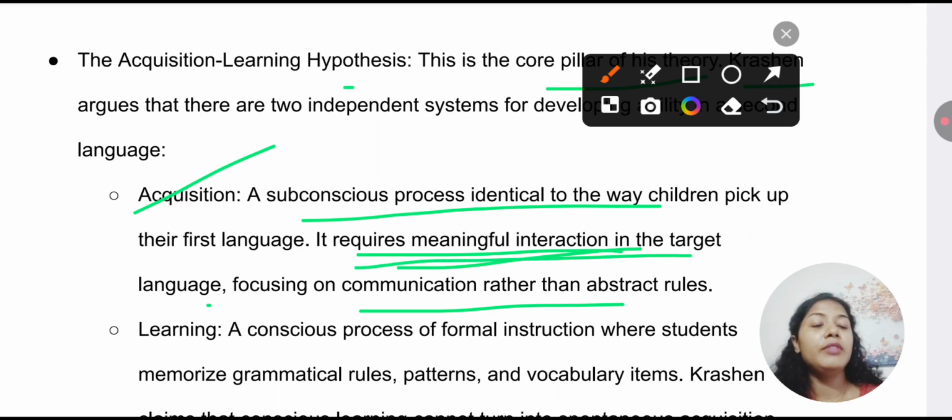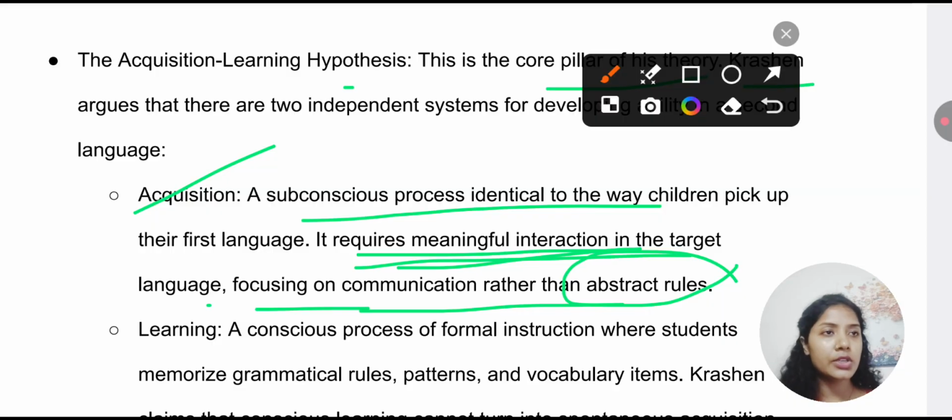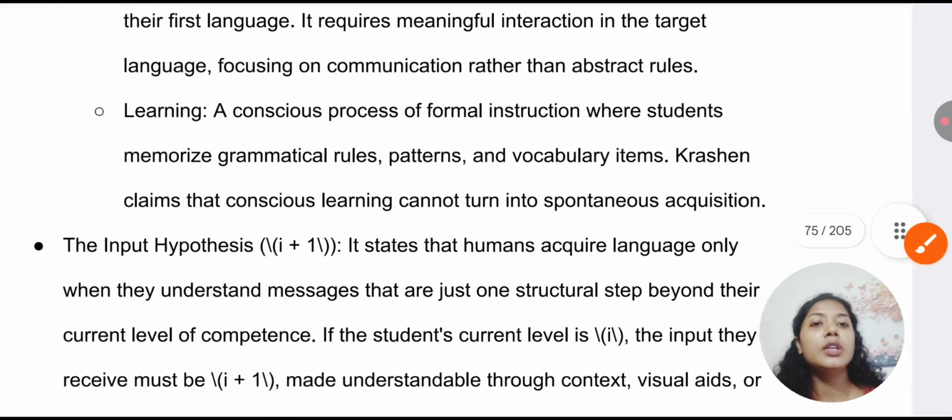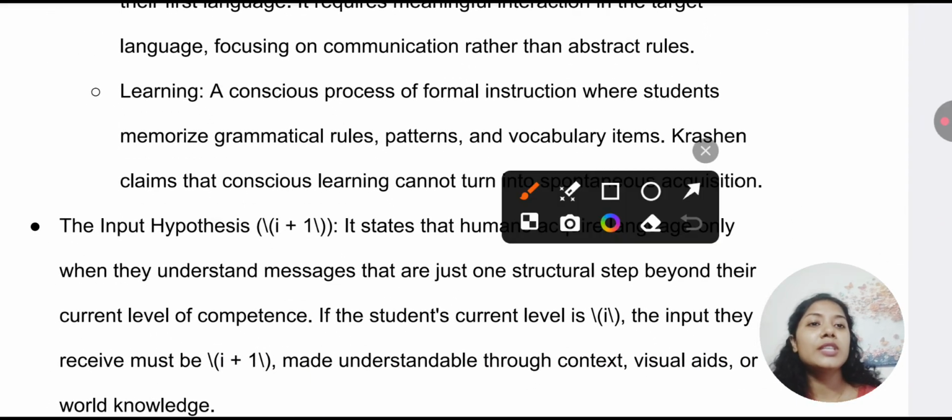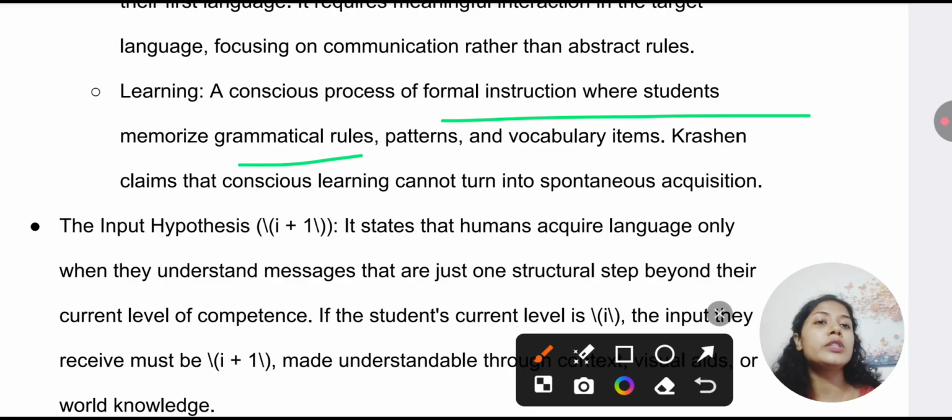We need interaction, we need to focus on the communication, and we do not care about the grammatical structure, grammar rules. But while we listen, while we communicate and we read, we improve our communication, we learn. So learning is a conscious process of formal instruction where students memorize grammatical rules, patterns, and vocabulary items. So this is the whole process of learning.